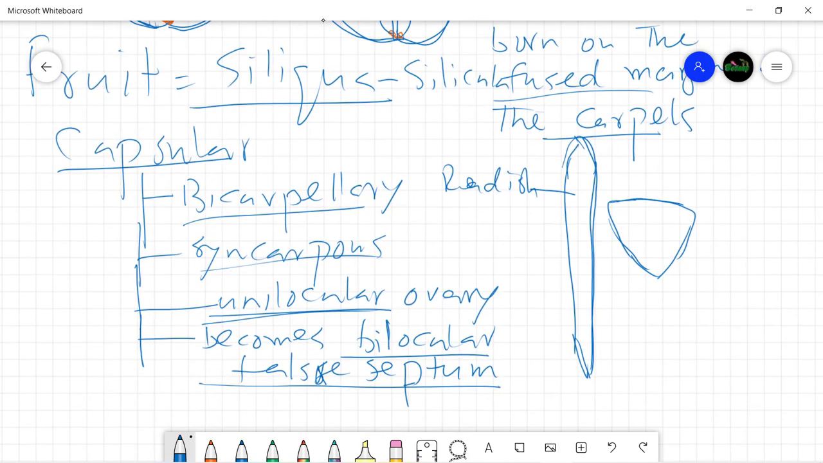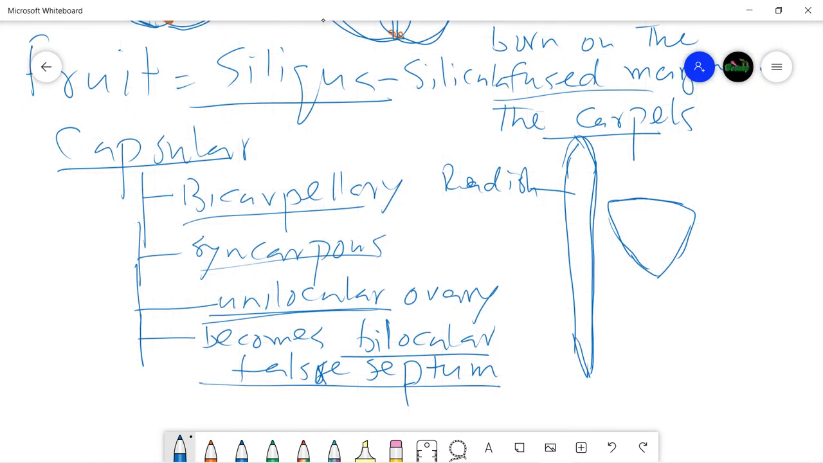The difference between the two is basically the length and the width. Silicula is a broad fruit with a very short length, and siliqua is a much longer fruit. This is the basic difference between the two. So it is a capsular fruit, belonging to simple, dry, capsular fruits. It is a subcategory of capsular fruit, which is formed from a bicarpellary syncarpous unilocular ovary, which becomes bilocular due to formation of a false septum. More about it in the fruit category when we discuss the fruit of family Brassicaceae in the general characters.